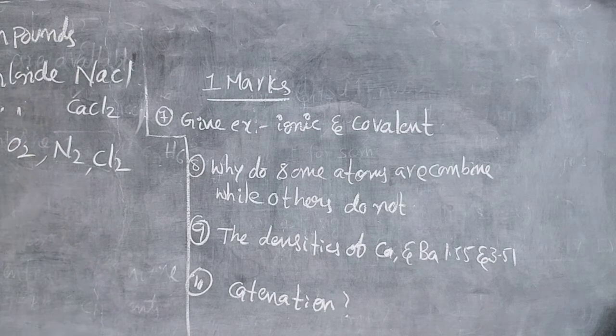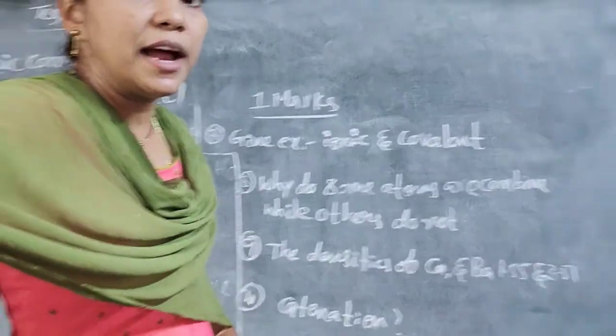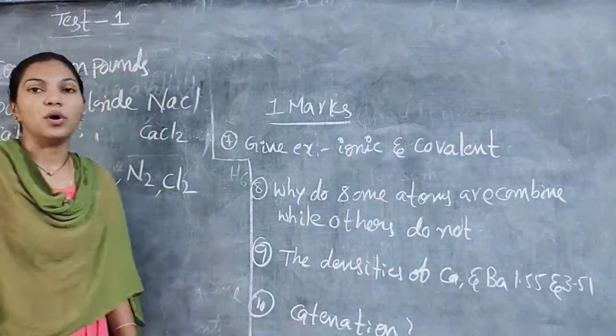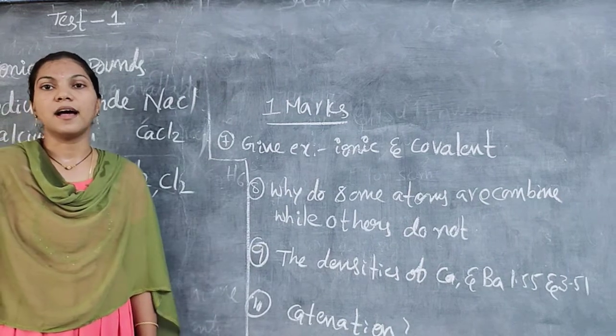Next question, that is the 9th question here. What are the densities of calcium? Calcium density is 1.55 and the barium density is 3.51. This is the given data. They are asking, according to Dobereiner's law of triads, we have to calculate the average density of strontium. We know the law of triads.